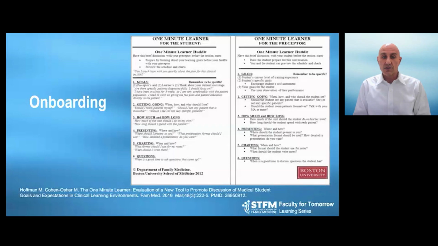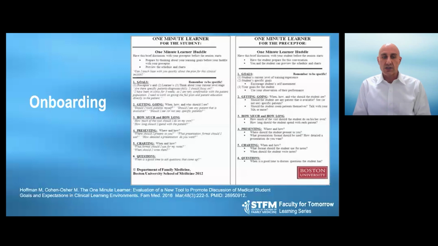The 1-Minute Learner, created by Hoffman and colleagues, is a checklist designed to promote discussion between medical students and teaching clinicians about the expectations for the clinical session. Although designed with students in mind, this could also be applied to working with residents with some modifications.